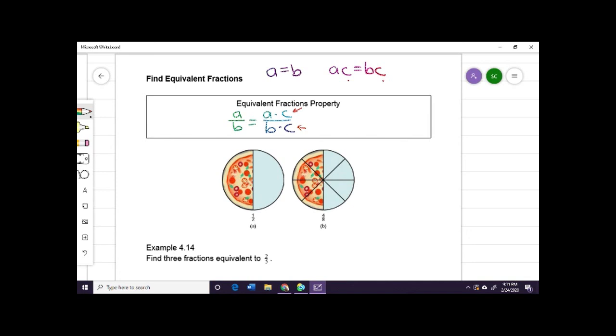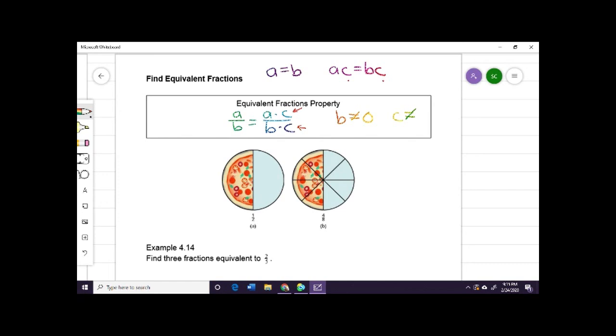The one thing to note here is that B cannot equal 0 and C cannot equal 0 because we cannot divide by 0. It's impossible to divide anything by 0. But other than that, if you multiply the top and the bottom of a fraction by the same number, then you still have an equivalent fraction.